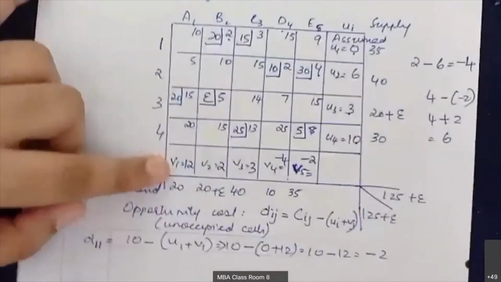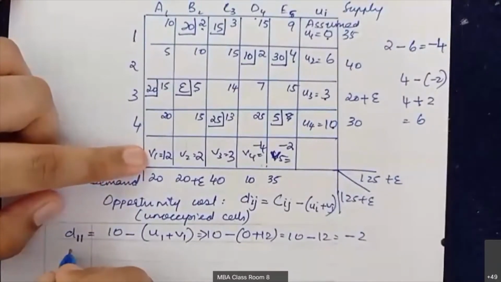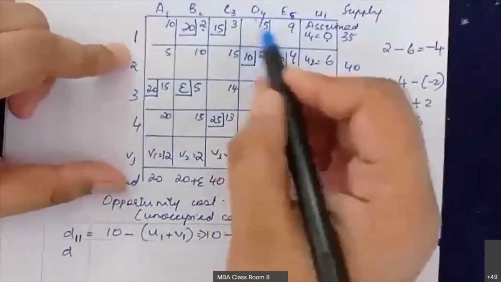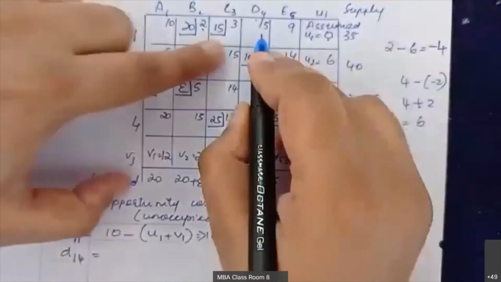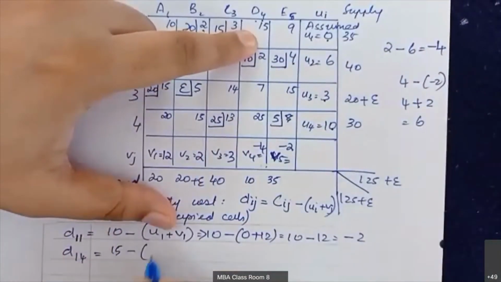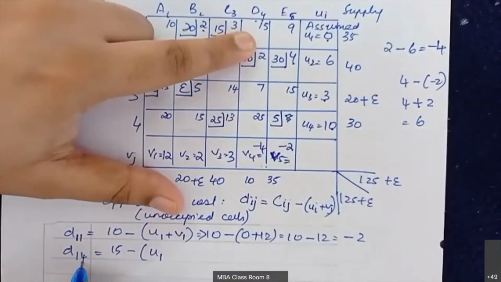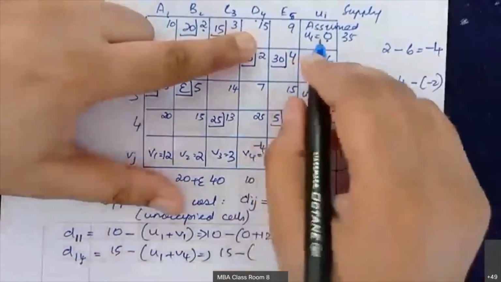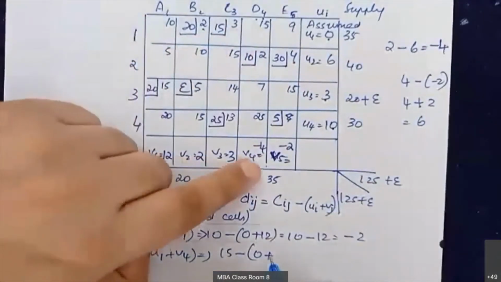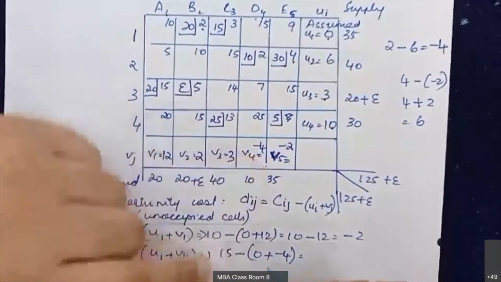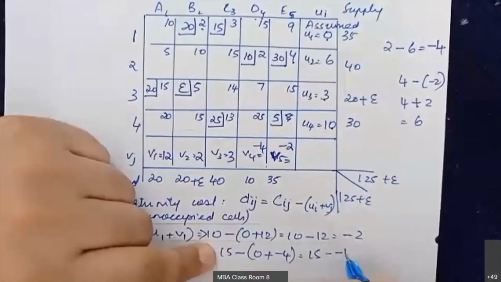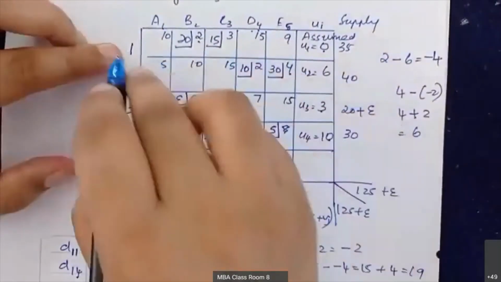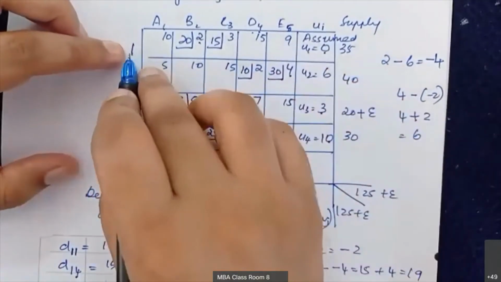Similarly, find the opportunity cost for all the other remaining empty cells. Second cell, we have D14. D14 is equal to, what is the cost in that cell? It is 15, minus U1 plus V4. What is U1? It is 0, plus what is V4? V4 is minus 4. So we have 15 minus of minus 4, that is 15 plus 4, that is 19.